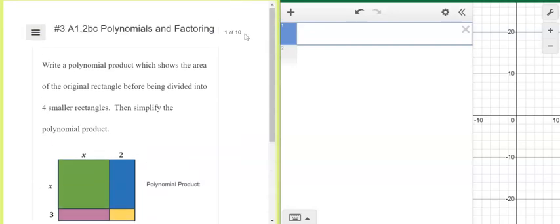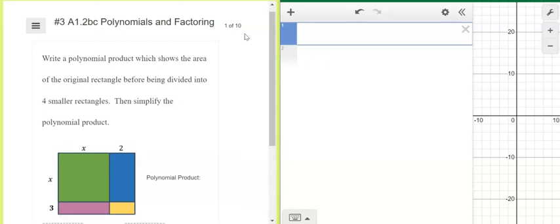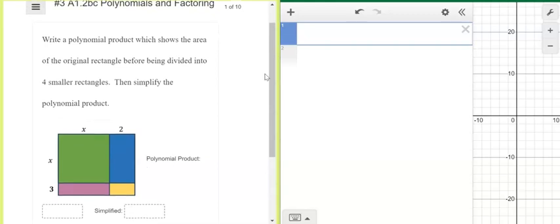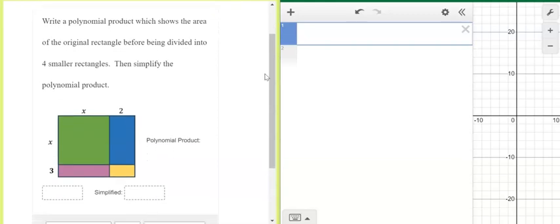Alright, so here's the third topic. We're looking at polynomials again, and also we're going to look at factoring for this video. It says here, write a polynomial product which shows the area of the original rectangle before being divided into 4 smaller rectangles and then simplified.